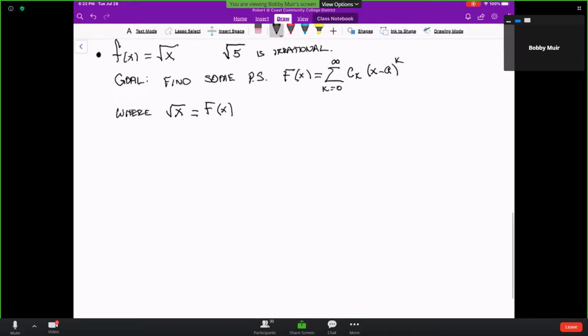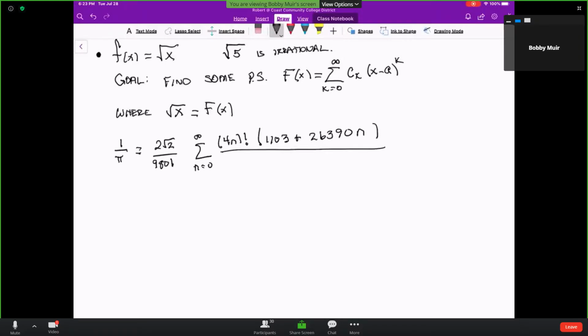He said that Ramanujan discovered that 1 over pi is equal to 2 radical 2 divided by 9801 times the sum from 0 to infinity of (4n)! This is a weird one. 1103 plus 26390n, all divided by n factorial to the 4th power.